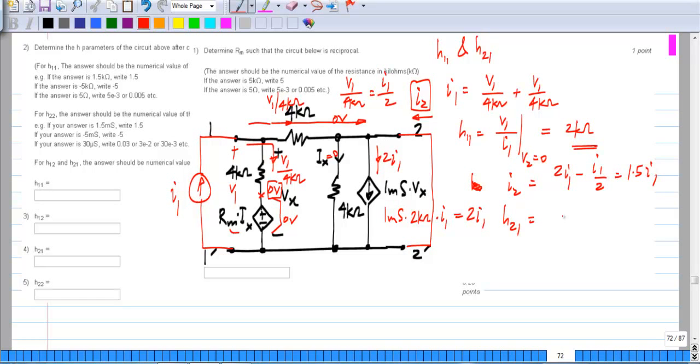So H21 is I2 by I1 with V2 being short circuited, which is equal to 1.5. Okay.